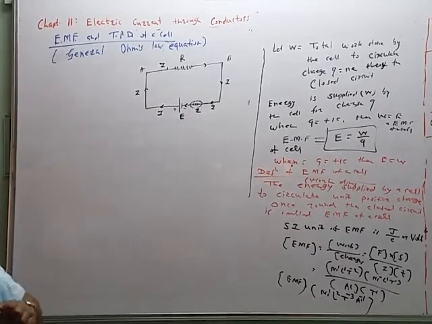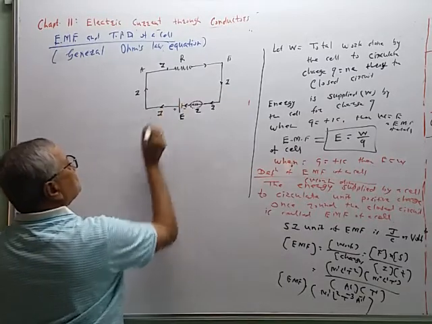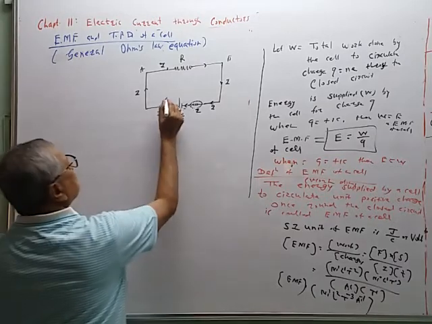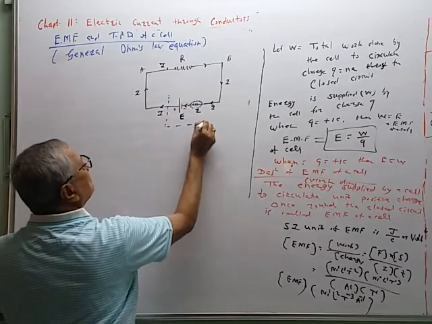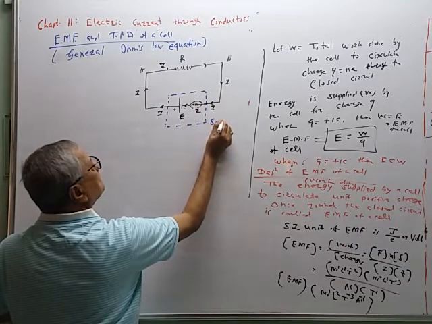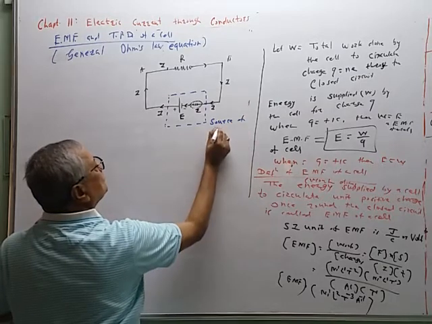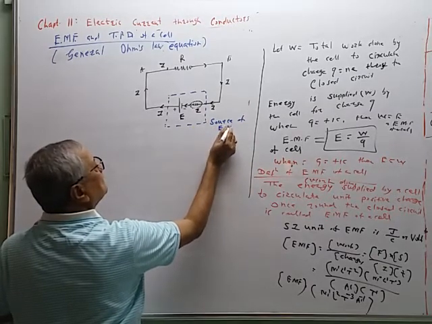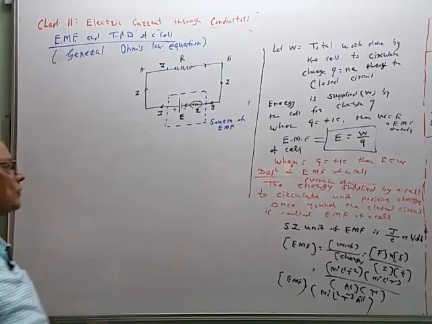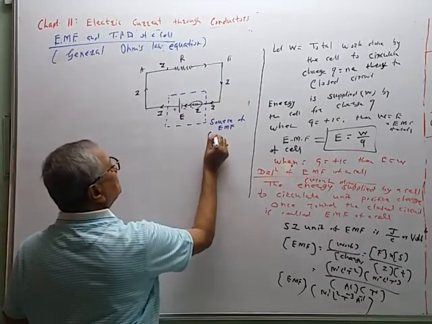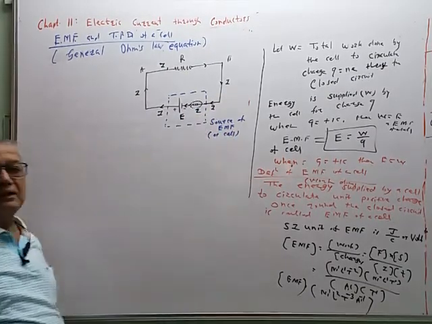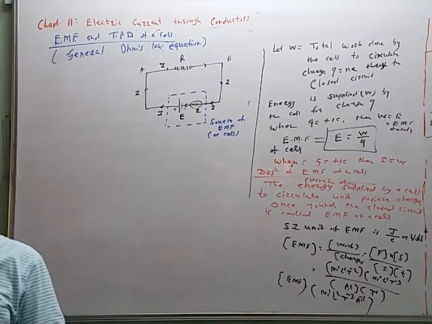So this combination is called a source of EMF, source of electricity, source of EMF or source of electricity, or you can call it a cell. And therefore this r is the internal resistance like this.